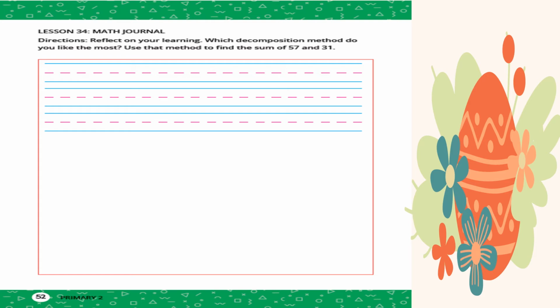Let's move to math journal. Reflect on your learning. Which decomposition method do you like the most? Use that method to find the sum of 57 and 31. I like decomposing by place value. 57 plus 31. Ones with ones. 7 plus 1 equals 8. 5 plus 3. After 5: 6, 7, 8.